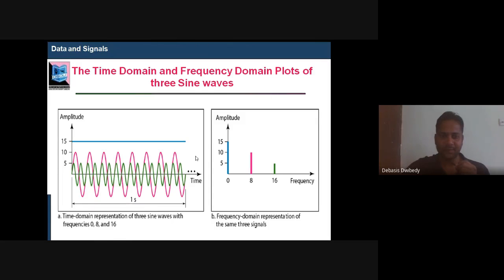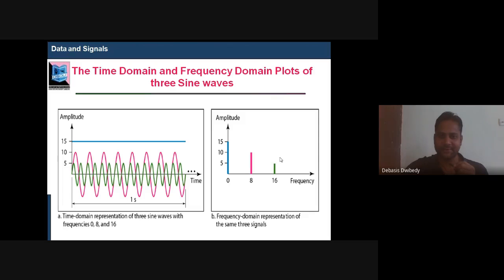Now, this is the representation in the frequency domain plot. In the frequency domain plot, only three spikes are there. So we are representing only the frequency 8 and what is the amplitude, 10. Look at the amplitude of the frequency 8, it is 10. So this is a signal having frequency 8, amplitude is 10. That's it. This signal has frequency zero, but peak amplitude is 15, and the green signal has frequency 16, peak amplitude 5.